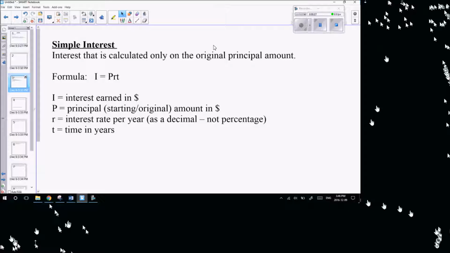So our formula that we're given for simple interest is that I is equal to P times R times T. So we define here what each of those variables mean. P is our principal, it's our starting or original amount, and it's in dollars. I is our interest earned, so that's how much interest you earn over the amount of time, so over the year, let's say.